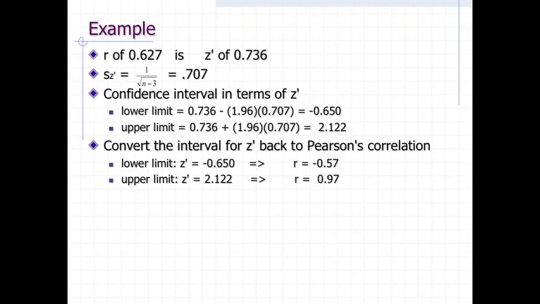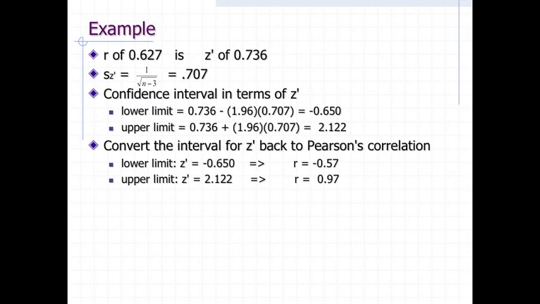Third, we compute the confidence interval in terms of Z prime. The Z value of the 95% confidence interval is 1.96. The calculations show that the lower limit of the confidence interval is equal to negative 0.65 and the upper limit is equal to 2.122. Finally, we convert the interval for Z prime back to Pearson's correlation.